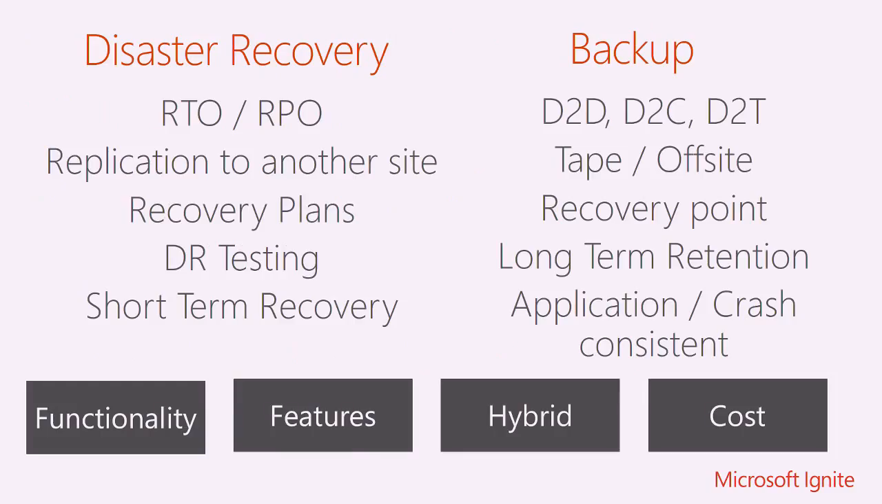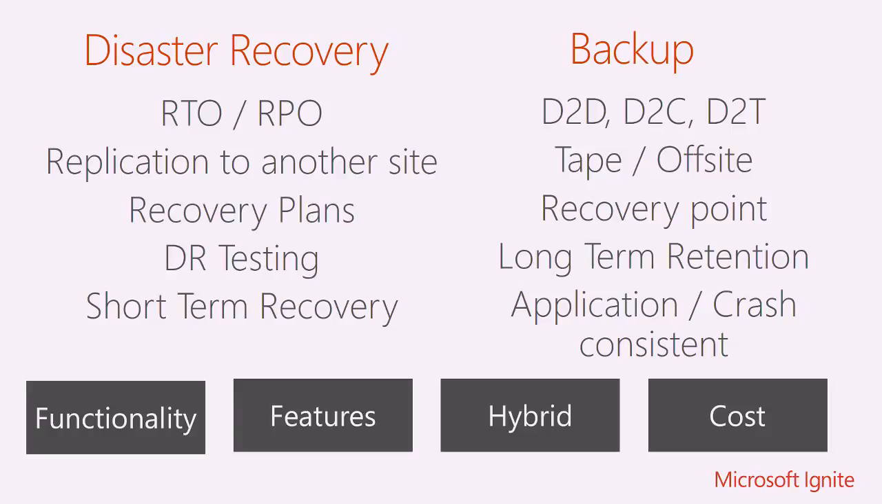Okay. All right. So let's begin with disaster recovery. When we talk about disaster recovery, we talk about these terms: RTO, RPO, recovery time objective, recovery point objective. We're talking typically recovery to another site. We're replicating to another site, whether that's in a cloud or another secondary data center. And we have recovery plans, and we typically want to do regular DR testing. And it's really about short-term recovery here. We want to recover to the last known consistent point in time, right?